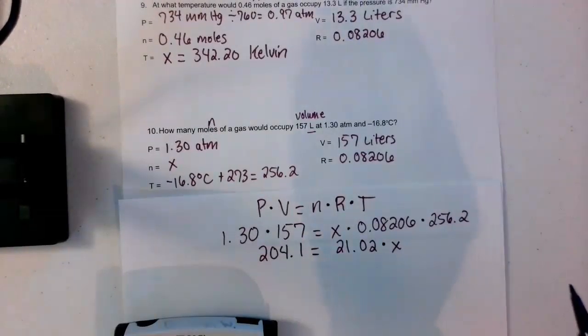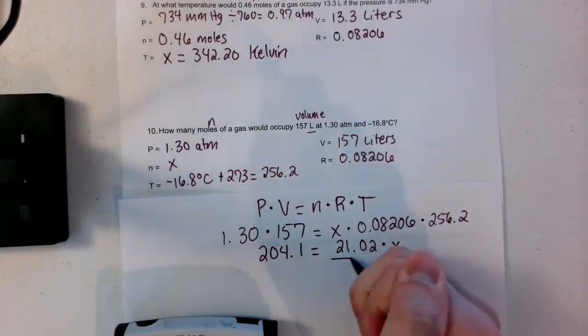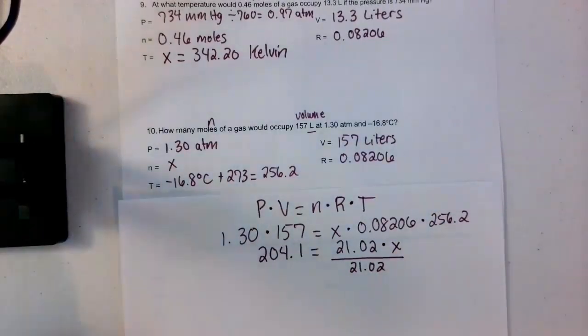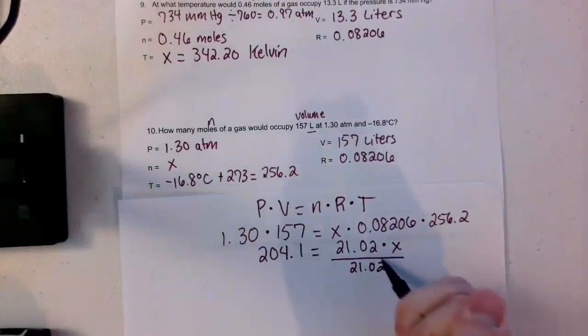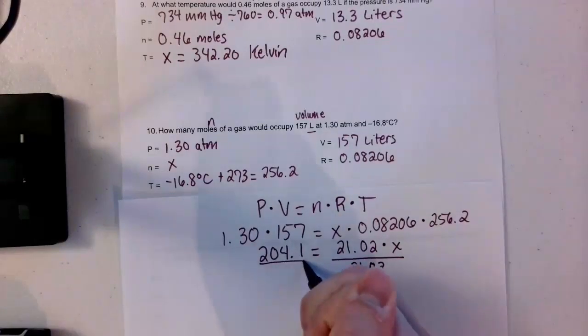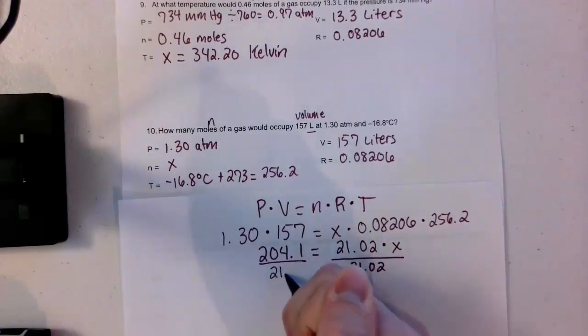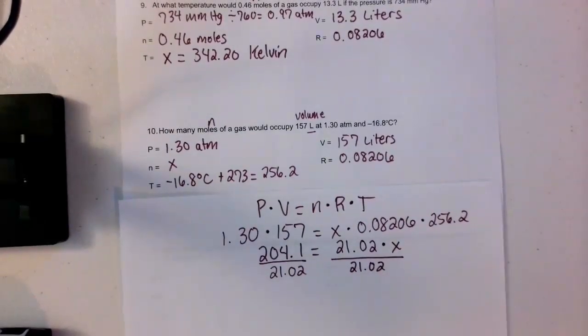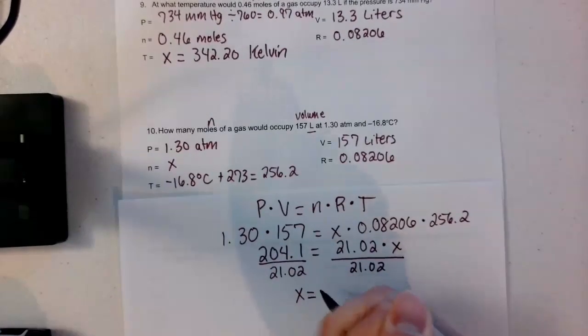So now, if we're looking at this, we have to ask, how can we get the X by itself? To get the X by itself, we're going to divide both sides by this 21.02. Why are we dividing? Because this is multiplication. We're doing the opposite to get the X by itself. Now on my calculator, I'm going to do 204.1 divided by 21.02.